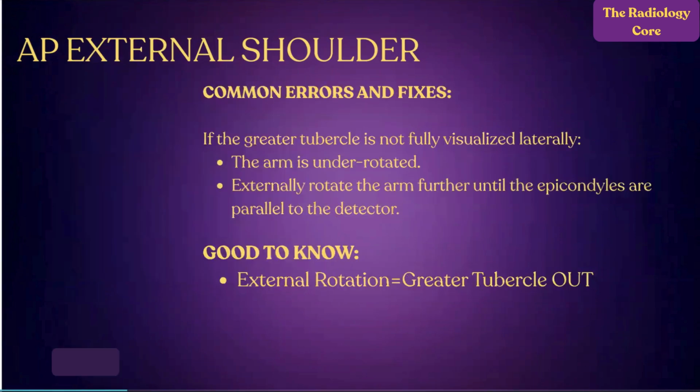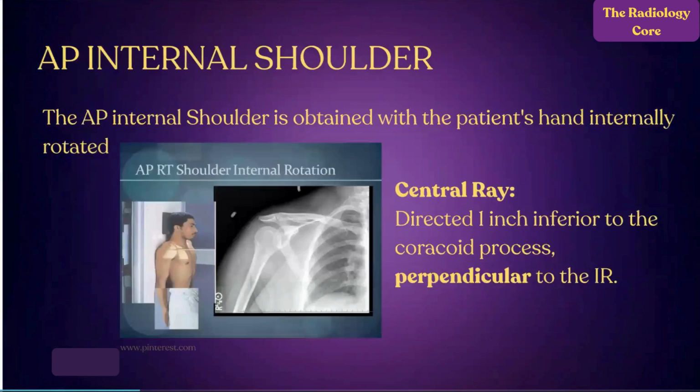So some common errors and fixes for the AP external shoulder. If the greater tubercle is not fully visualized laterally, that means that the arm is under-rotated. So you're going to want to do the image again with externally rotating the arm further, or as much as the patient can tolerate, until the epicondyles are parallel to the detector. Good to know, the external rotation means that the greater tubercle is out.